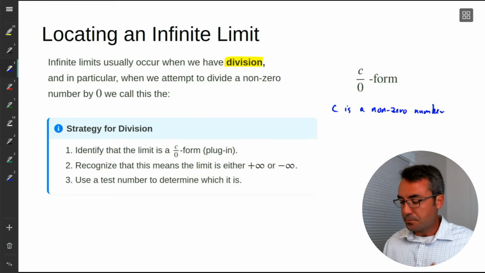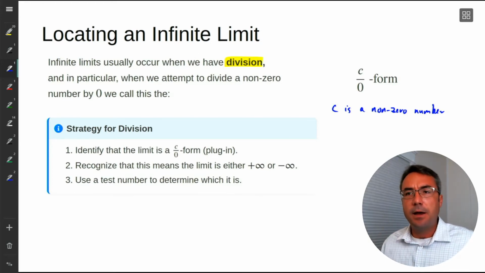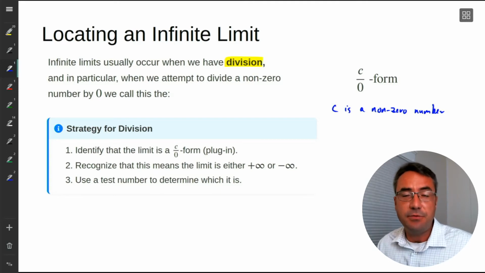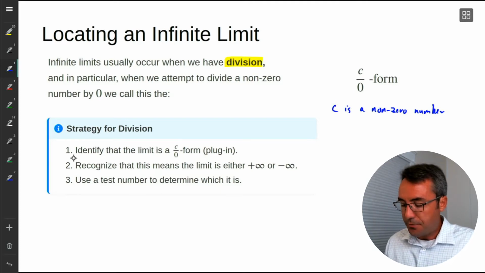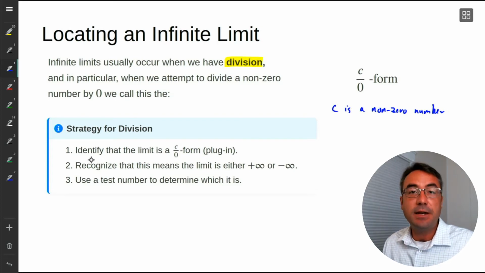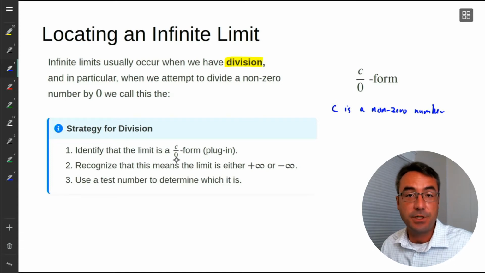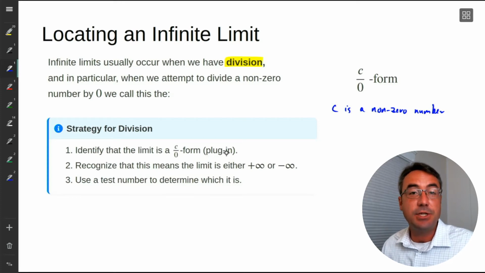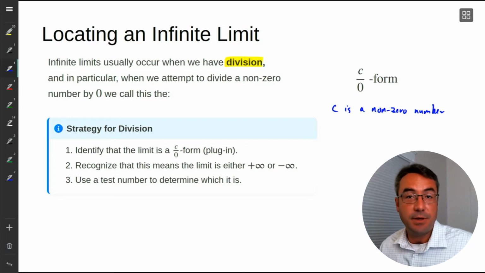All right, so we're presented with a limit. We see that we have division. What are we going to do? Well, the first step is we want to identify that the limit is actually one of these C over 0 forms. So if x is approaching a number, take that number, plug it into the function, and see what you get. And if you get a non-zero number divided by 0, you're going to have an infinite limit.